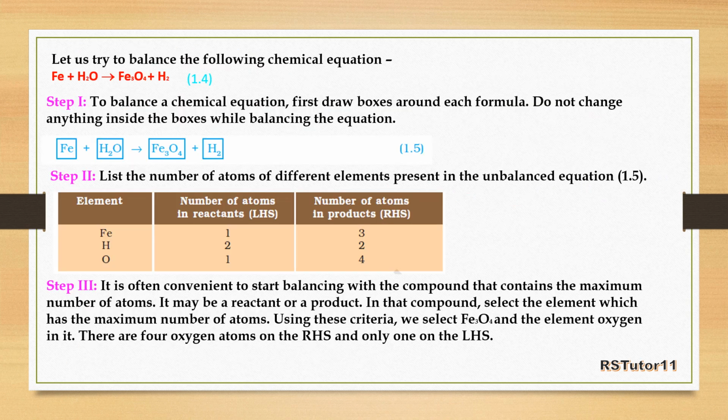Next, let us try to balance the following chemical equation. Now there is a new equation which may not be balanced. Fe plus H2O gives Fe3O4 plus H2. Let us check here. Fe is iron. Is it balanced? Comment in the comment section. Okay. No, this is not balanced, right? So how to balance this?